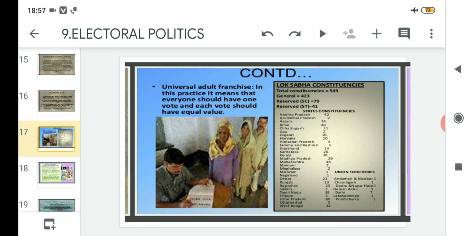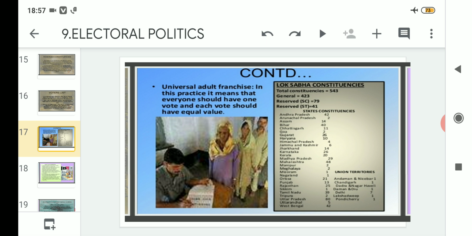Then comes the state of Chhattisgarh, where there are 11 constituencies where people will elect their MPs. 11 MPs will represent Chhattisgarh. Then comes Goa, which has 2 constituencies, same as Arunachal Pradesh. Next comes Gujarat, where there are 26 constituencies where people will vote and choose their MPs. That means 26 MPs will represent Gujarat.